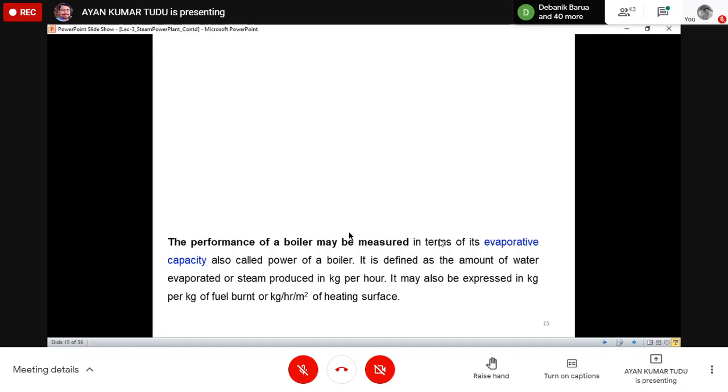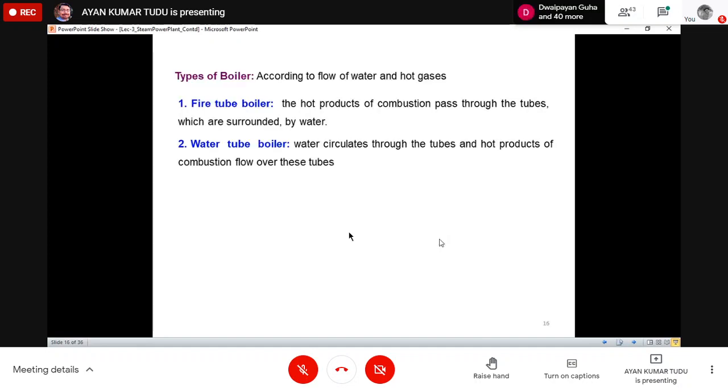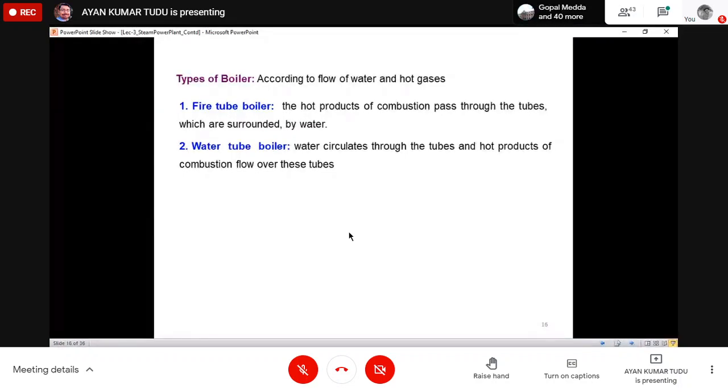So how many types of boiler are there? There are generally two types of boilers, according to the flow of water and hot gases. Number one is the fire tube boiler, and the second one is the water tube boiler.